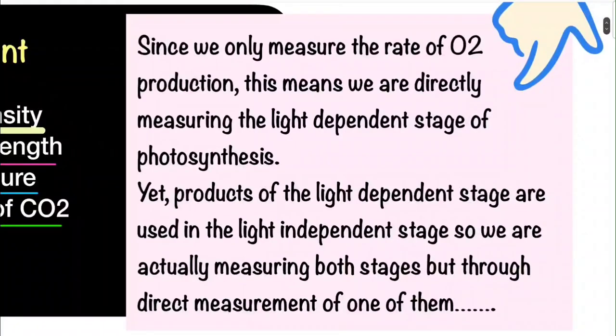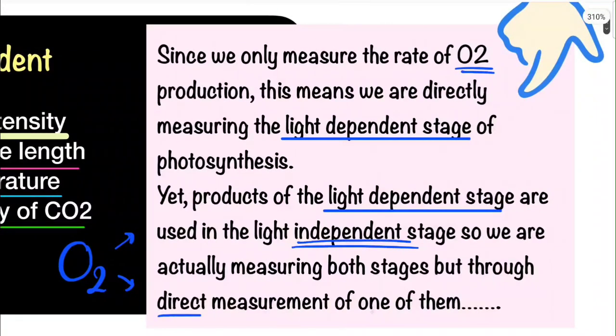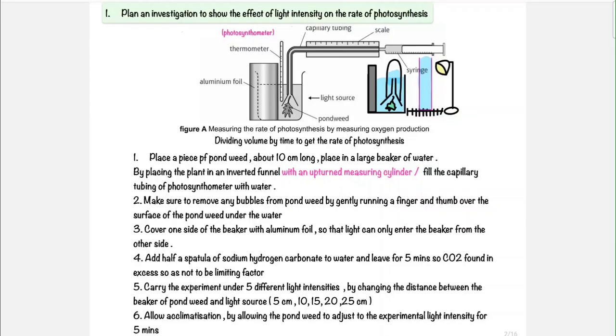A gentle note: since we only measure the rate of oxygen production, this means we are directly measuring the light-dependent stage. But of course, the products of the light-dependent stage are used in the light-independent stage, so it also affects the light-independent stage, which means by measuring the oxygen production, I'm measuring both stages of photosynthesis, but through direct measurement of one of them, which is of course the light-dependent stage.